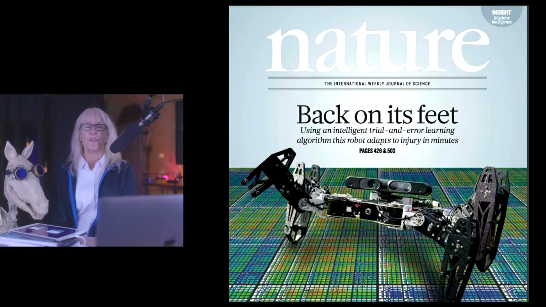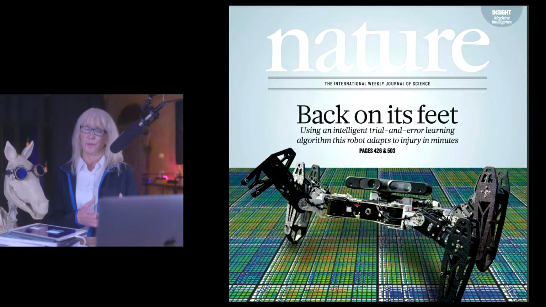So this was from 2015 in Nature, the journal Nature, which is one of the most respected science journals on the planet. This was a really shocking one and awesome, because they created a six-legged robot, each leg with three degrees of freedom, that could recover. It could just get back on its feet, no matter what it was encountering.